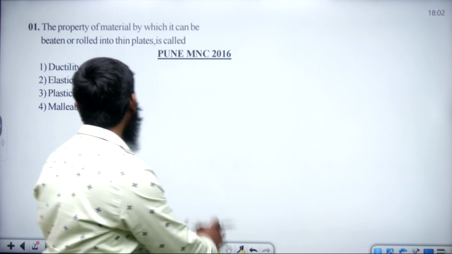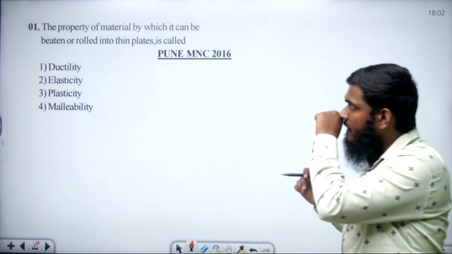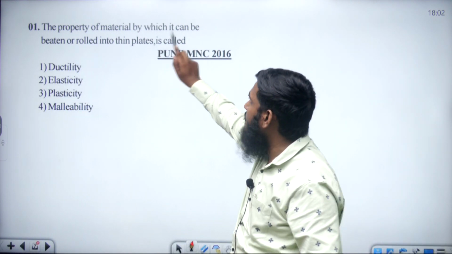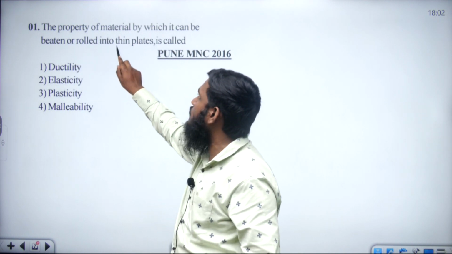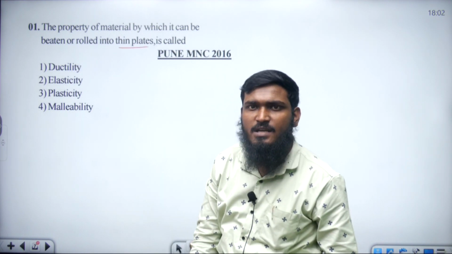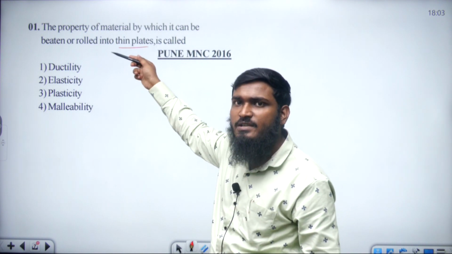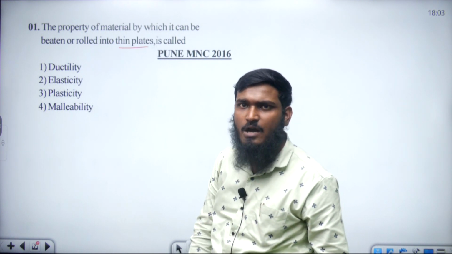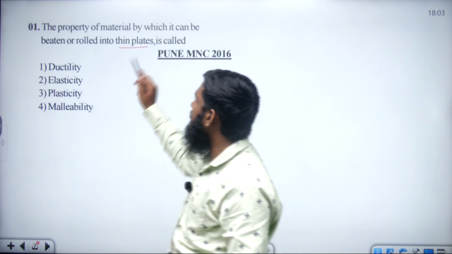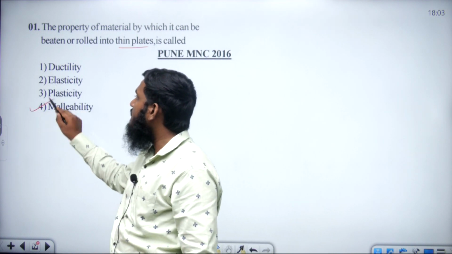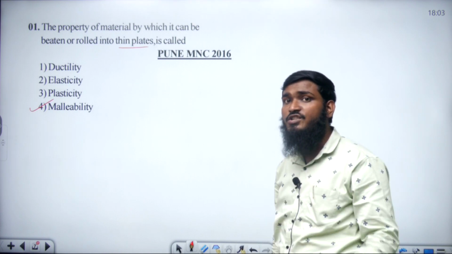Okay. Now let us see our first question. The property of a material by which it can be beaten or rolled into thin plates. What is the answer? Thin plates or thin sheets. Directly we have written this definition just now. What is the answer? We have the answer as malleability.